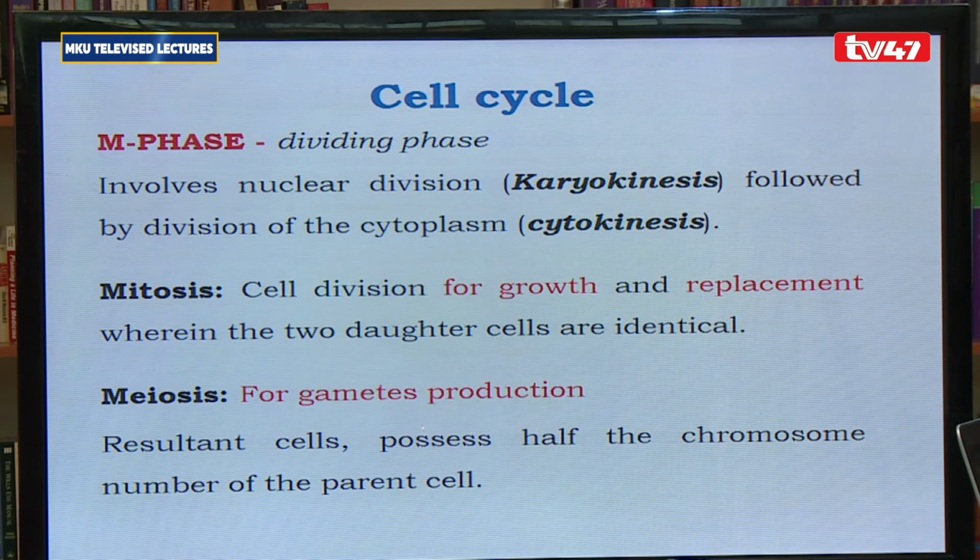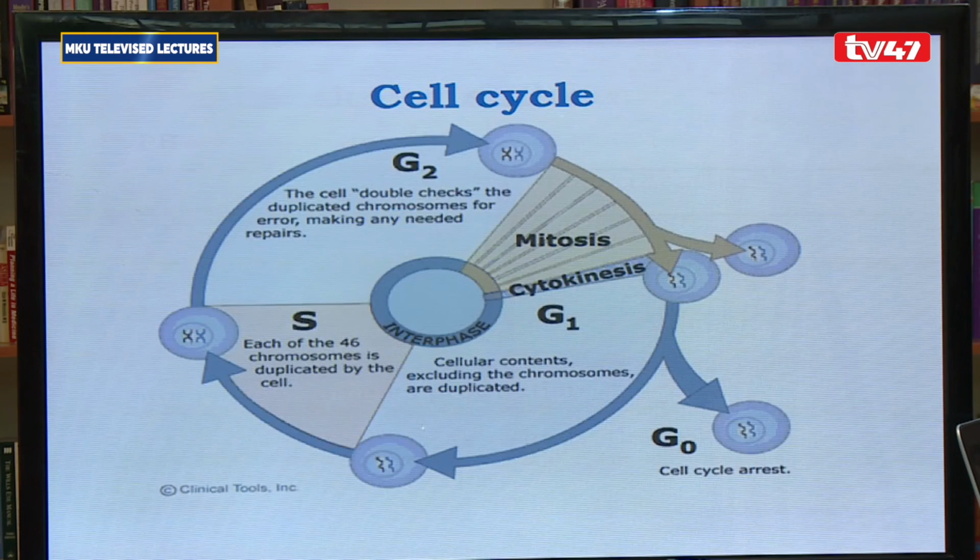Meiosis is when we are doing gamete production. This cell division ends up with four daughter cells, and each of those daughter cells has half the number of chromosomes as the parent cell. Again, that can be shown in the various steps involved.